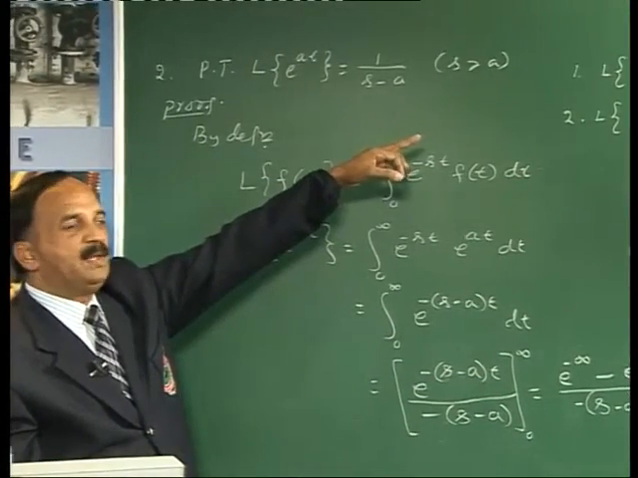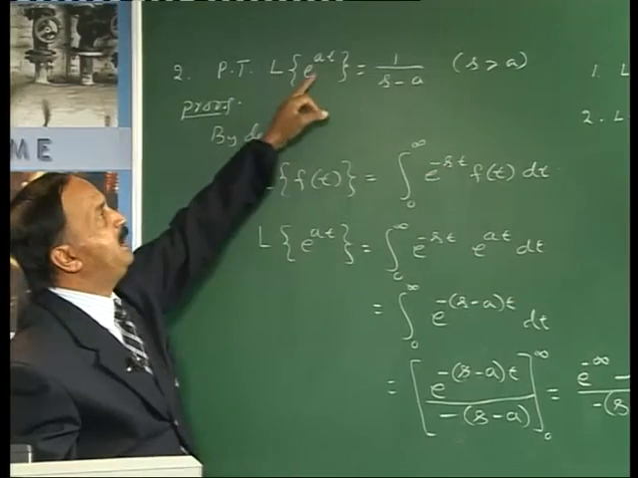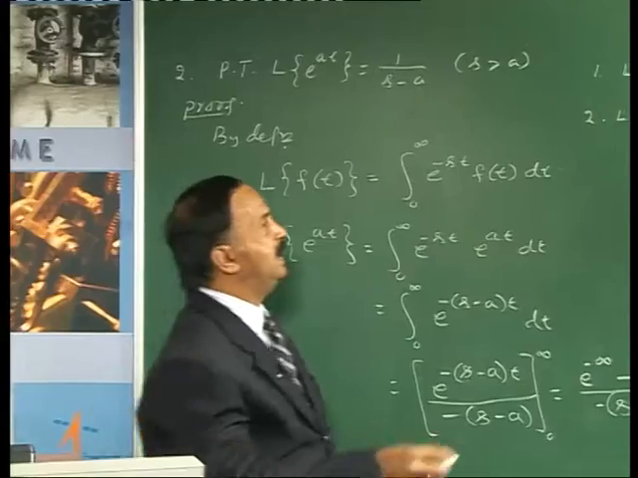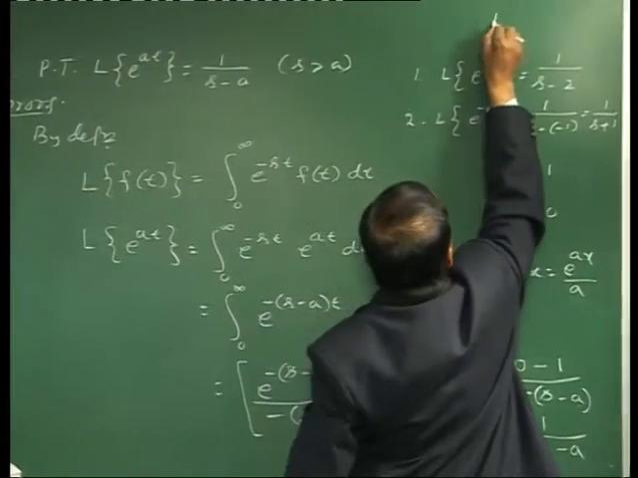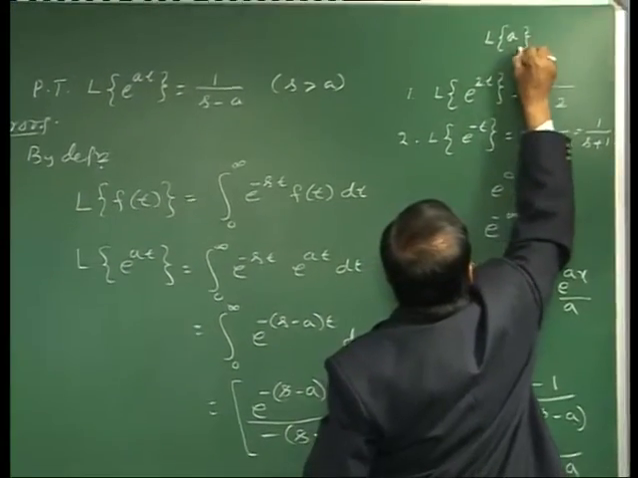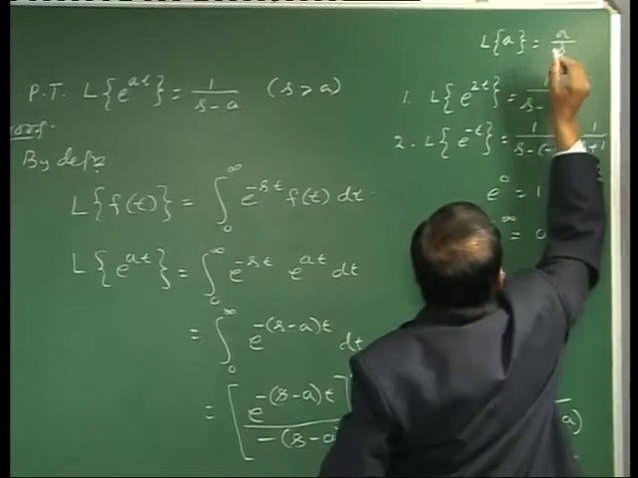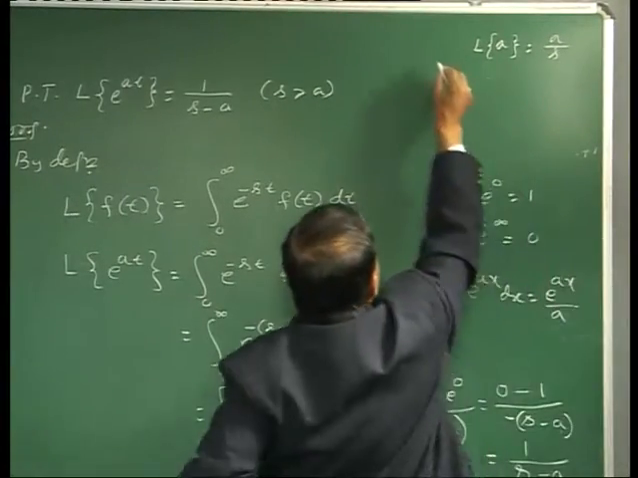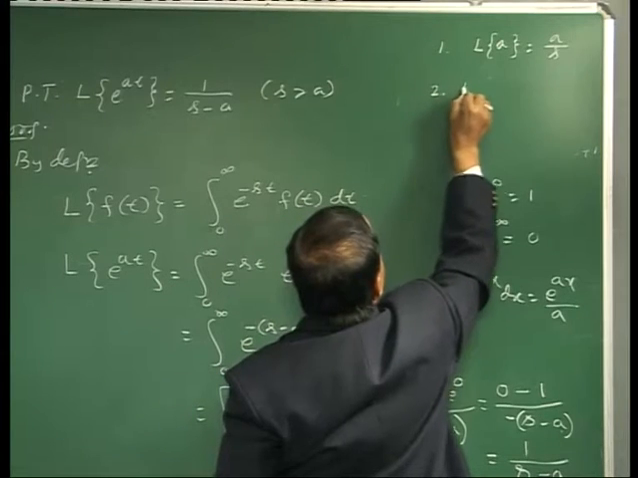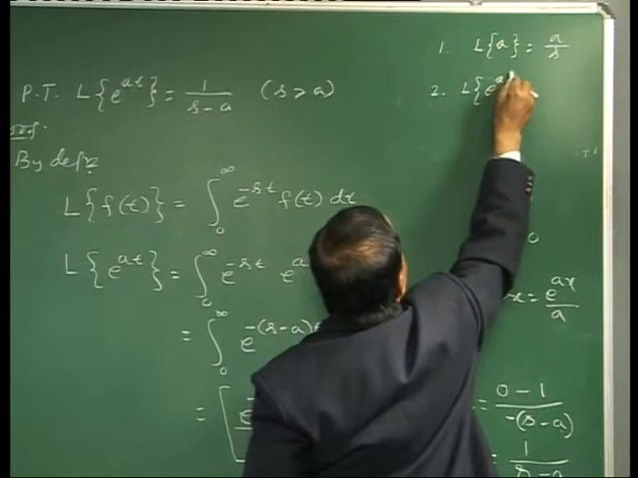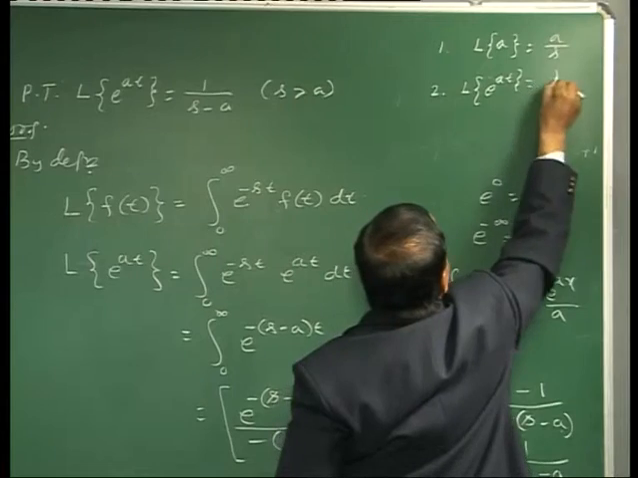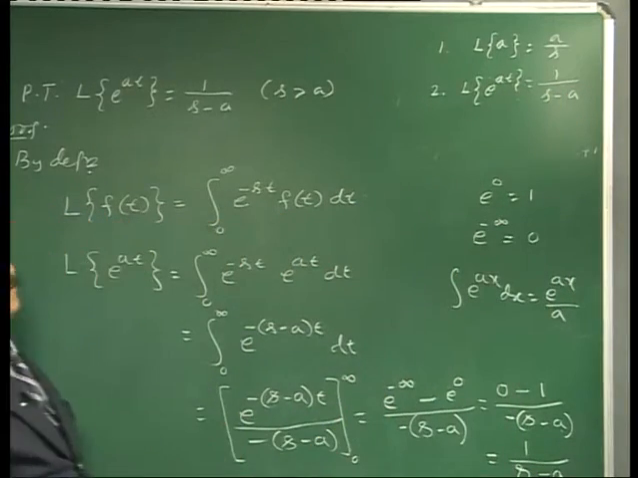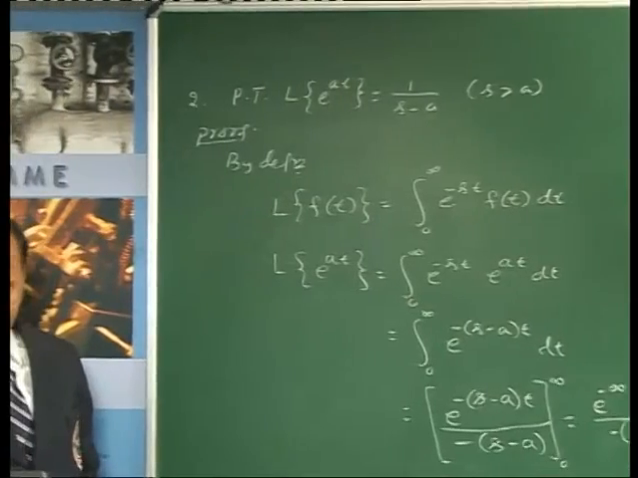L of e to the power of 2t is 1 by s minus 2. L of e to the power of at is 1 by s minus a. And the previous result is L of a is equal to 1 by s. This is number 1. Number 2, L of e to the power of at is equal to 1 by s minus a.